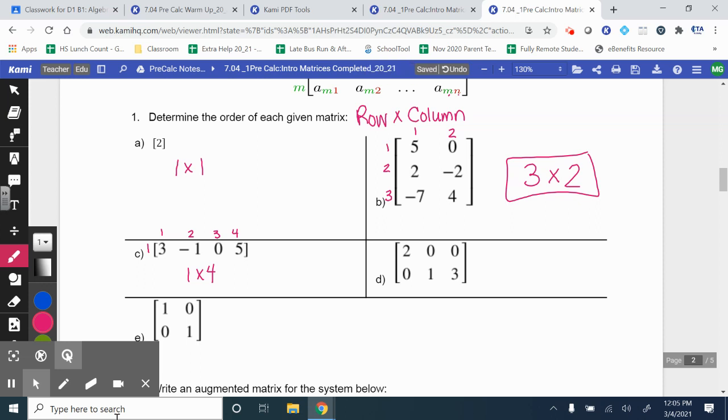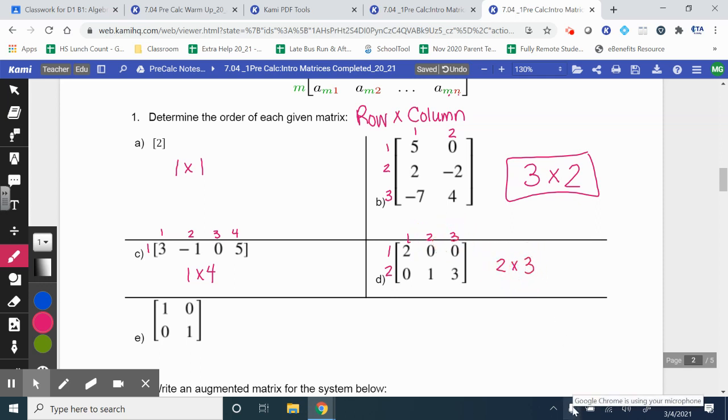All right, pause the video here and find the order of letters D and E. So here you should have had 2 rows by 3 columns, so that's a 2 by 3 matrix. And lastly, this one would be a 2 by 2, 2 rows by 2 columns.